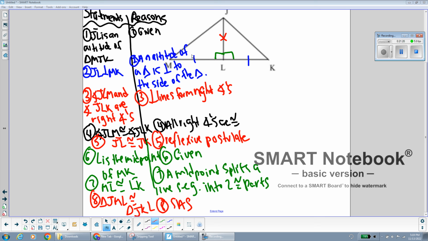I also knew that ML was congruent to KL. That was because the midpoint cuts the line segment into two congruent parts. And I knew JL was congruent to itself by the reflexive postulate. So that gives me all my information for side, angle, side. So the triangles are congruent by SAS.